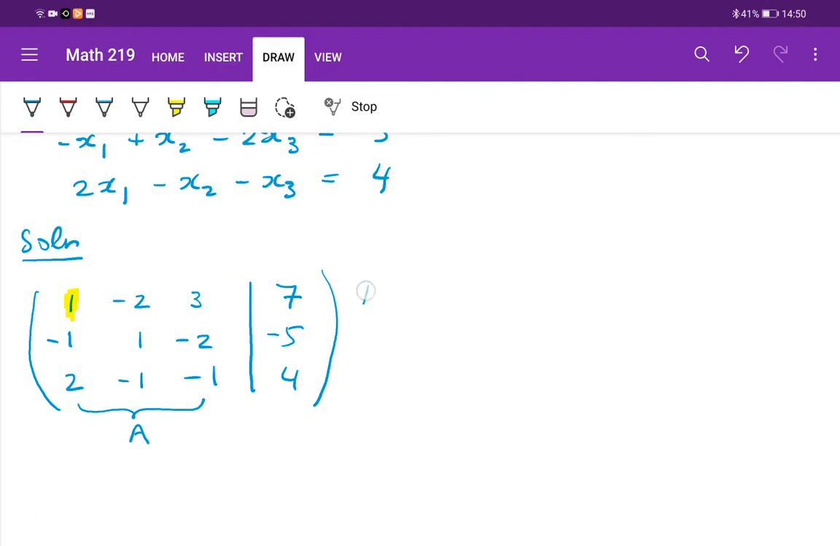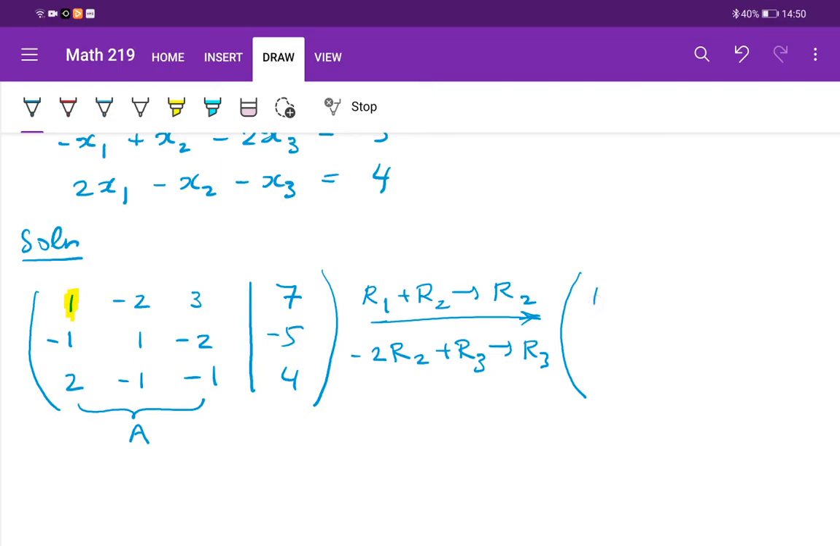So if you add row 1 to row 2, that will put a 0 below the leading 1 in the second row, and we also want a 0 in the third row, so we should multiply the first row by minus 2 and add that to the third row, and that'll be a new third row. Okay, so this will be our new augmented matrix.